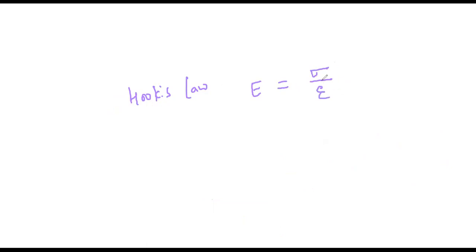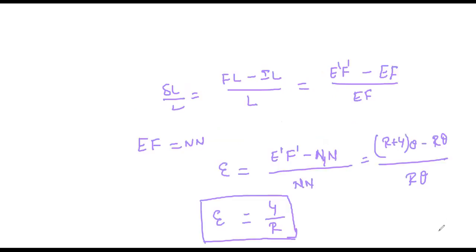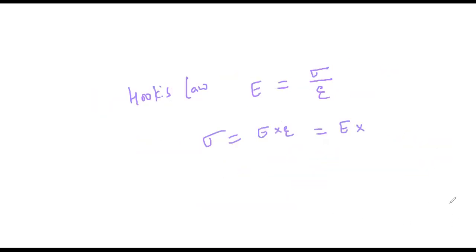Stress is directly proportional to strain within the elastic limit, which is known as Hooke's law. So Hooke's law is E is equal to stress by strain. I need to calculate the stress. Stress is equal to Young's modulus into strain. What is strain here? Strain is nothing but y by R.